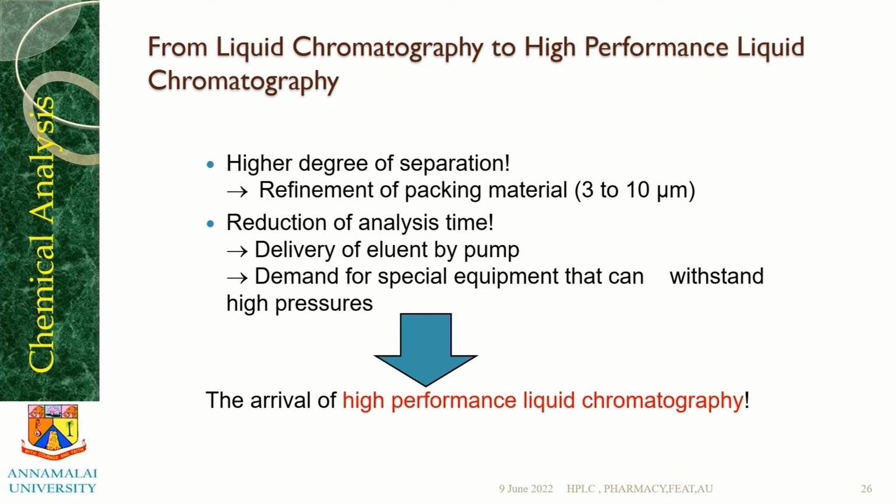In normal chromatography, the analysis time may be 20 minutes or 30 minutes, but when you use high performance liquid chromatography, within 5 minutes you can analyze the sample, the same type of samples. Delivery of the eluent by pump demands special equipment that can withstand high pressures. So, thus arrived the high performance liquid chromatography.